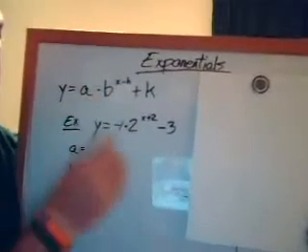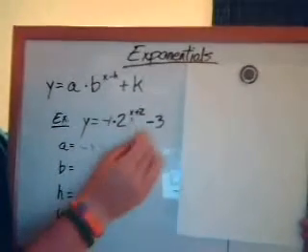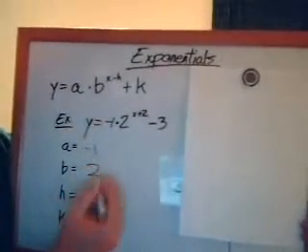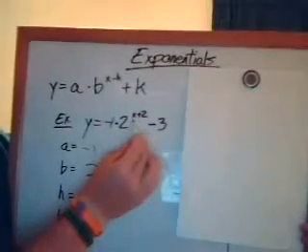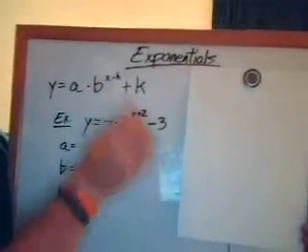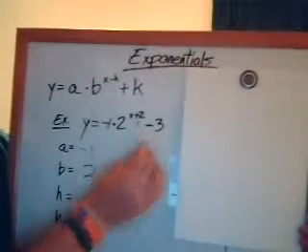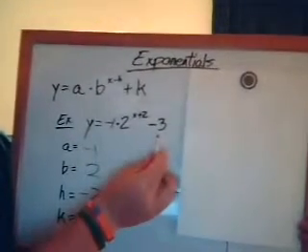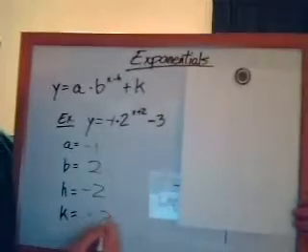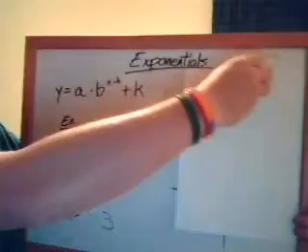So a is whatever number is out front, in this case negative 1. b is whatever number is being raised to the exponent, in this case a 2. h is whatever number is coupled with that exponent, so in this case it's an x plus 2. But because it's minus h, I have to take the opposite of what I see. So it was positive 2, the opposite is a negative 2. And then lastly, k is the caboose, the number at the end, so now I have a negative 3. So now that I have these things, let's go ahead and actually put them on our graph.